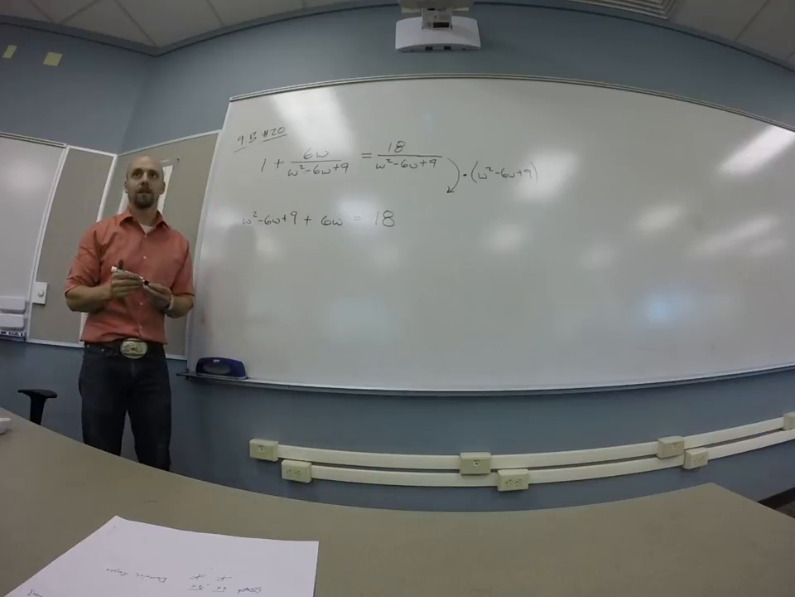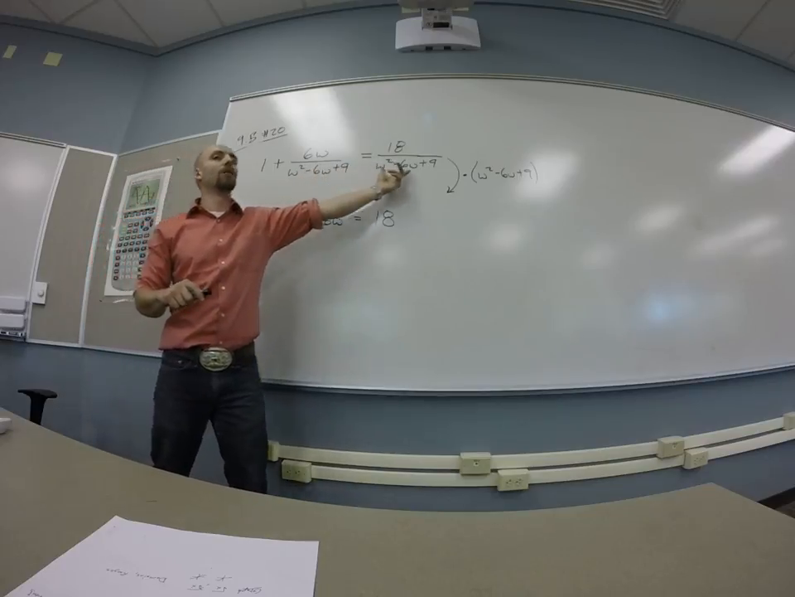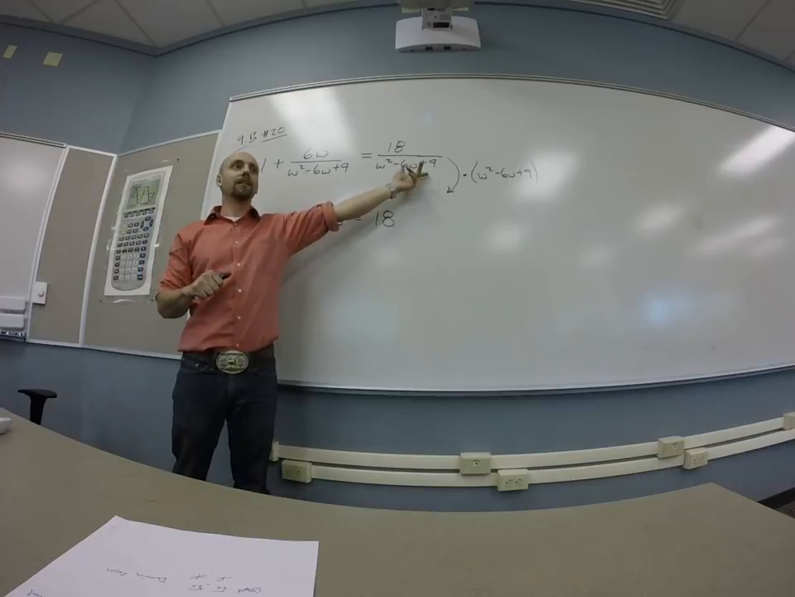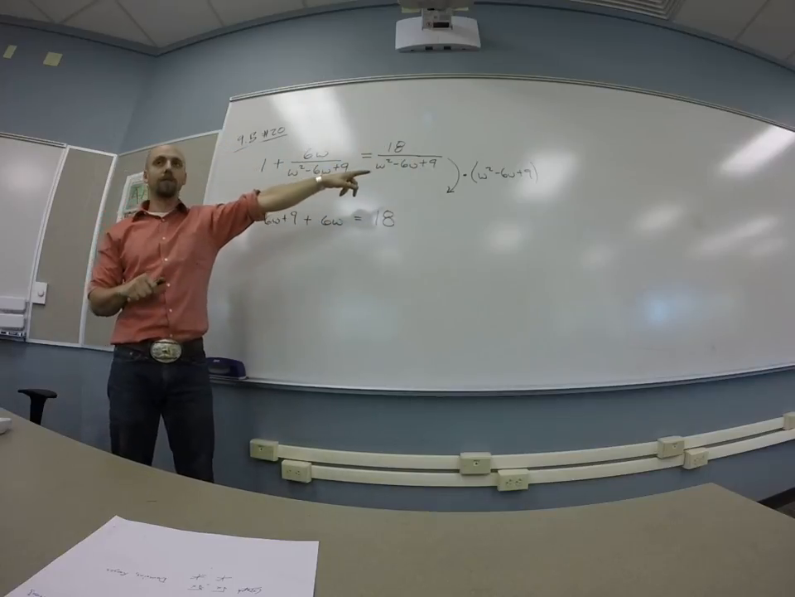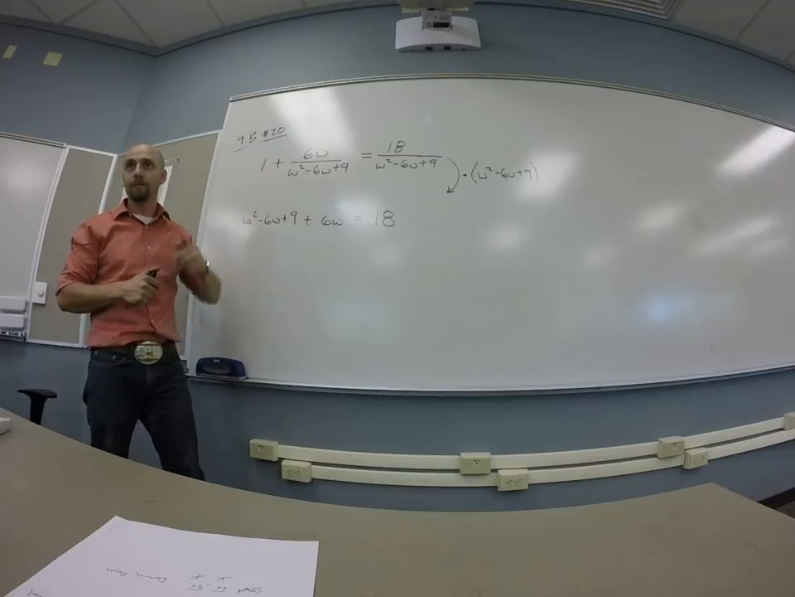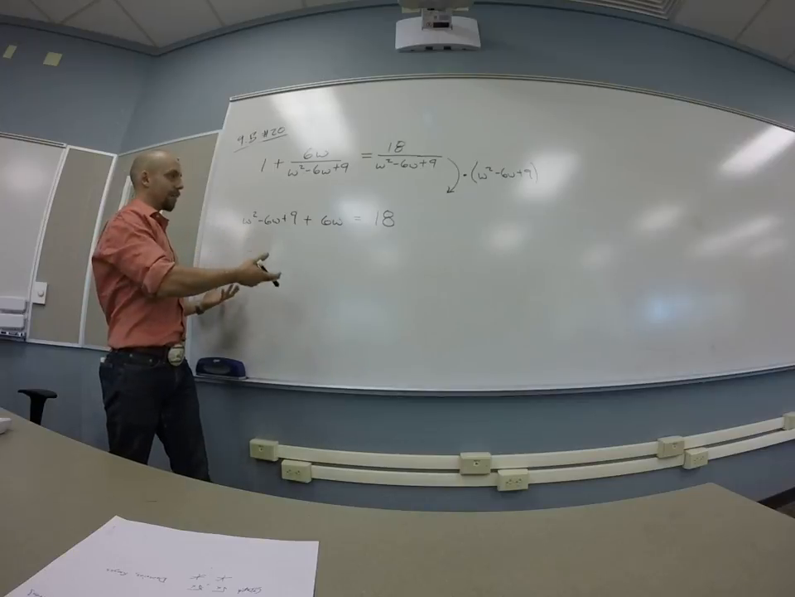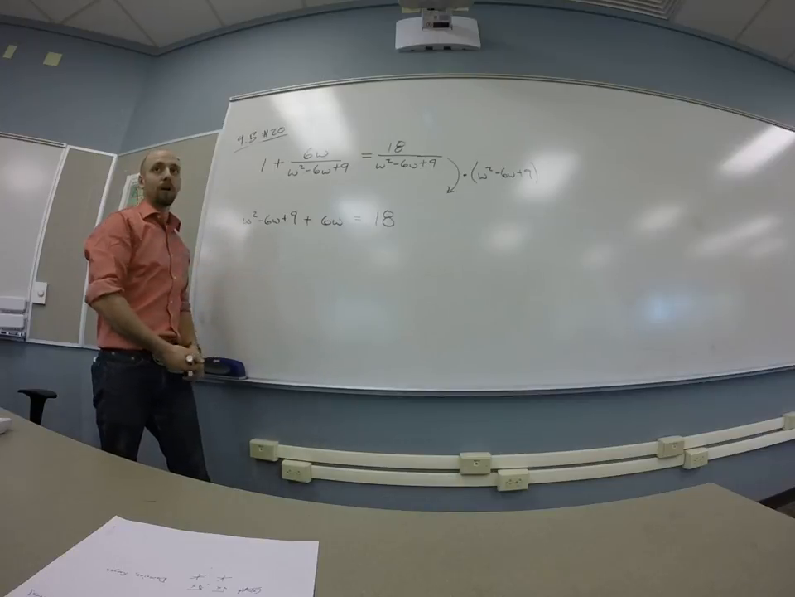You guys all see that? I'm really paying a price to get rid of these two horrible bottom things. And then I'm going to have that horrible bottom thing times the other term. You guys cool with that? Okay, so I got this. Now what?